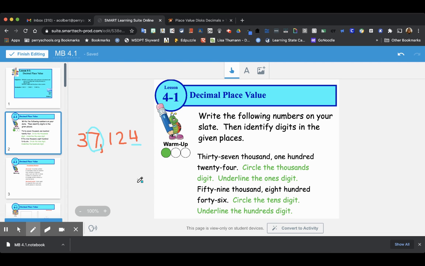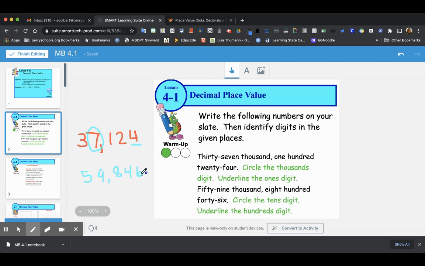All right. So now why don't you do 59,846? Okay. Again, I've written out my number. I've got 59,846. So we're supposed to circle the tens digit and underline the hundreds.